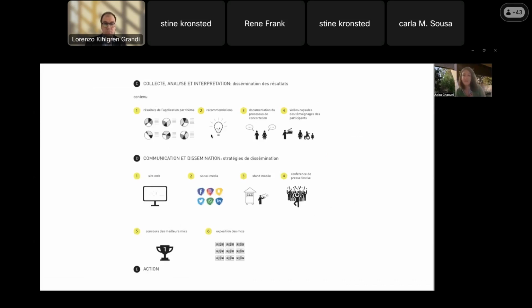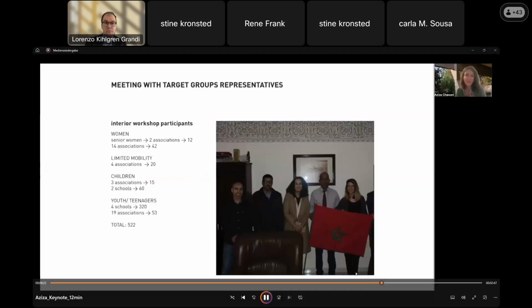And then came the collection of the analysis and development of guidelines for the public spaces, and there was a phase of dissemination of the final result that never happened because of COVID. We finished the project in December 2019, and we were going to have the event to celebrate and share the result with the population at the end of March 2020. And of course, if you recall, COVID hit us all, unfortunately.